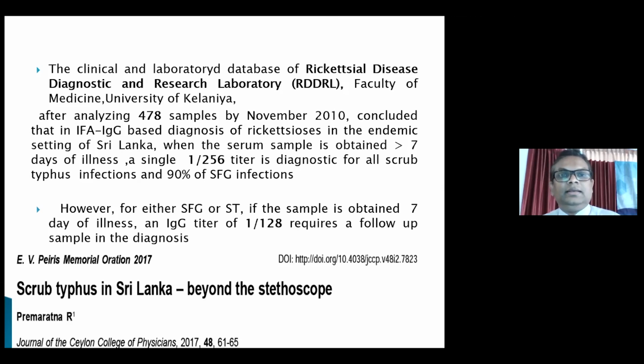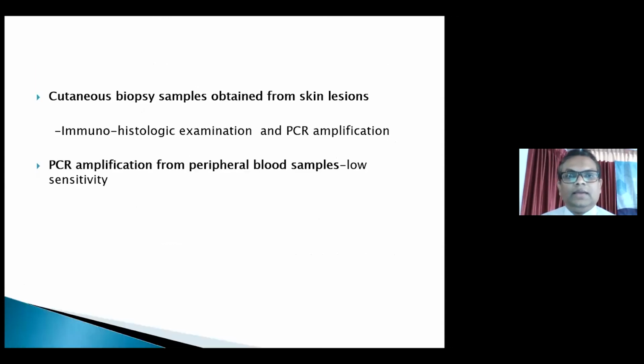After analyzing 470 samples by November 2010 in his laboratory, he concluded that indirect immunofluorescence as an IgG-based diagnosis of rickettsial infection in the endemic setting of Sri Lanka, when the serum sample is obtained more than 7 days after onset in a single sample, requires a titer of 1 over 256. It is diagnostic for all subtypes of cases and 90% of spotted fever. If the level is less than that, you have to repeat the sample after 2 weeks to show a rising titer. Therefore, our values are fairly high for the diagnosis.